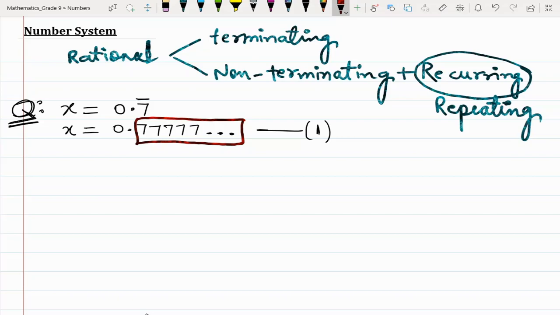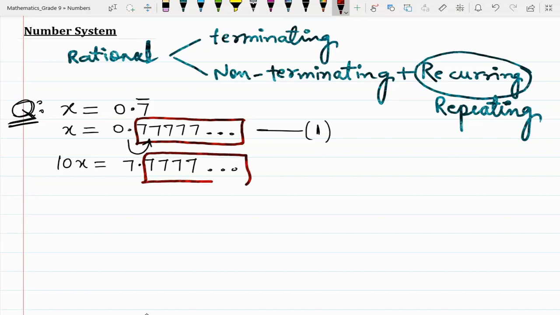Now this is very simple. If I multiply this equation with 10, let's see what happens. On the left hand side I am going to get 10x, and on the right hand side my decimal is going to shift one place to the right. So if you multiply by 10, the decimal is shifted one place to the right, and you will get 7.7777 and so on. Now you have to match your part after the decimal with equation 1. We can see here the part after the decimal is exactly matching with equation 1. If it matches, then we can put it as equation number 2.